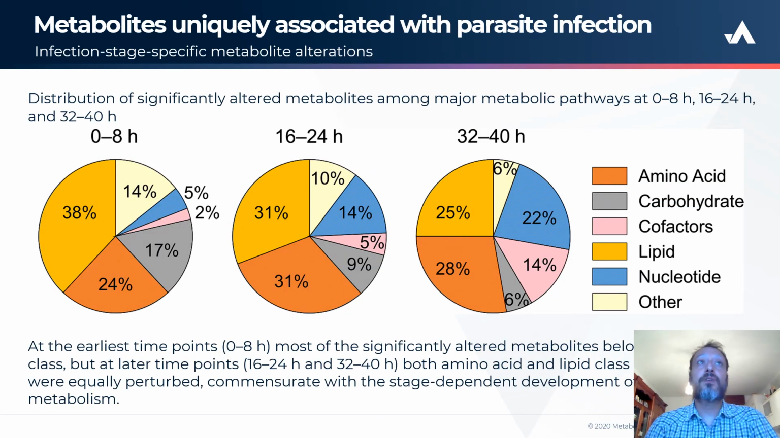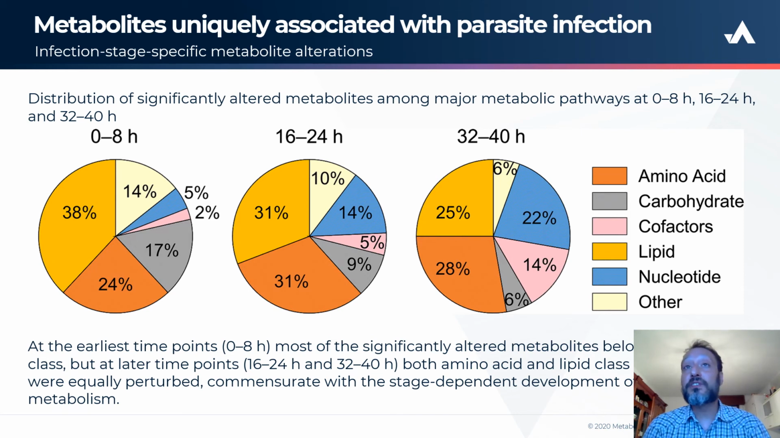And finally, what you see on this slide is the metabolites uniquely associated with parasite infection, and in particular the infection stage specific metabolite alterations. Obviously, to identify infection specific metabolite alterations at the early, so 0 to 8 hours, intermediate, so 16 to 24 hours, and late, so 32 to 40-hour stages of the intraerythrocytic developmental cycle, the variation in abundance levels was examined as a function of the infection status of culture and time.